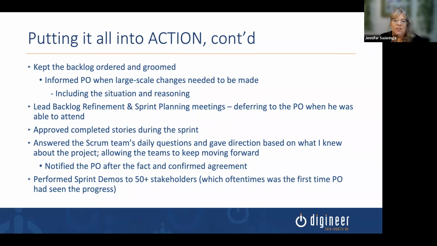I also began answering the Scrum team's daily questions because, again, the product owner couldn't attend. And I gave direction based on what I knew. I would notify the PO if I made a decision on something that I wasn't quite sure about, but I wanted to keep that team moving. I would tell them, okay, can you go up to this point, and then I'll connect with the product owner and make sure it's okay. So again, keeping them in the loop but keeping my teams moving as well.